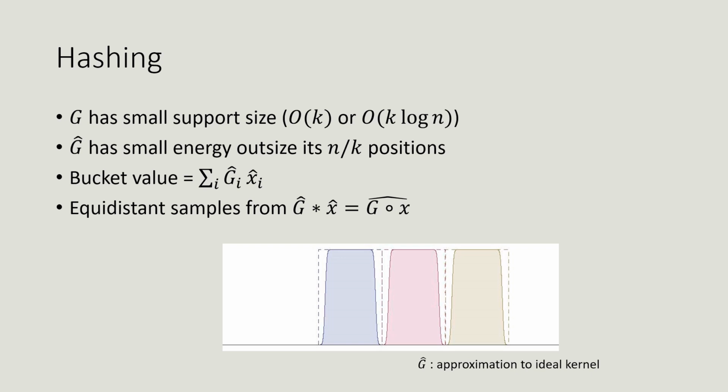Since G is 0 outside an interval, G hat cannot be the same, and therefore we want G hat to approximate our ideal kernel. More specifically, we want G hat to have a large plateau of about 1 inside the bucket interval and take tiny values outside the bucket interval, as shown in the picture. When we take the inner product of x hat and such G hat, the result will only be bad if a large frequency falls in the transition region near the border of the bucket interval, where G hat falls sharply from almost 1 to almost 0.